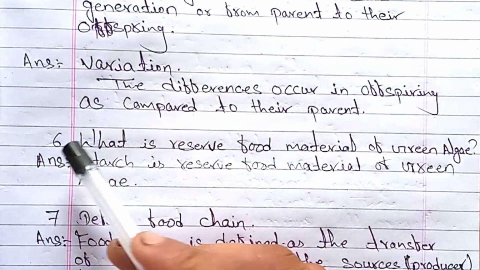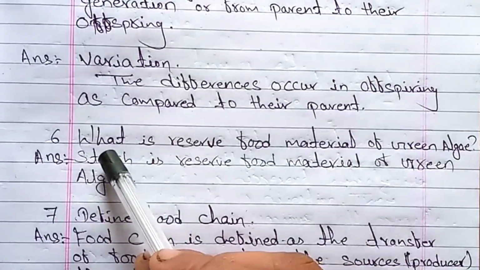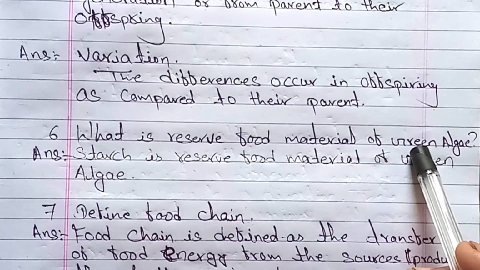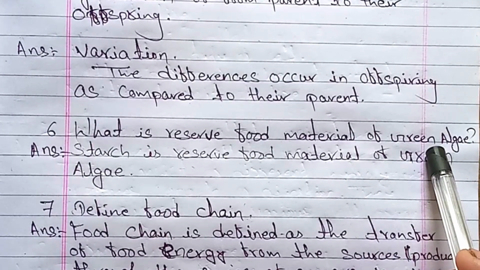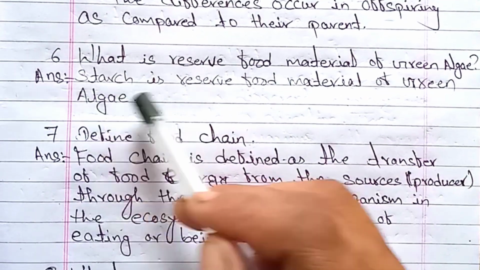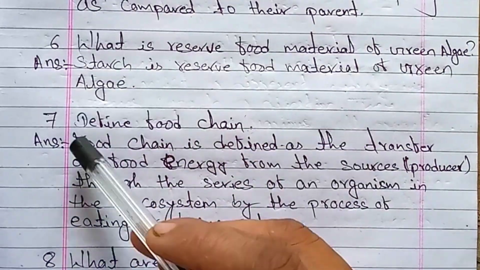Question number 6. What is reserved food material in green algae? Sometimes only algae is given instead of green algae, so understand it well. So starch is the reserved food material of green algae.